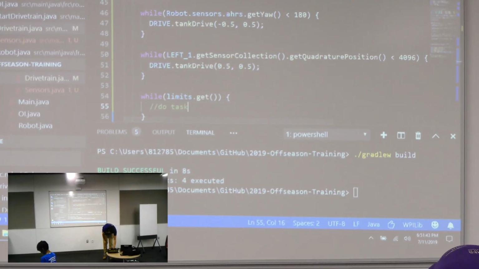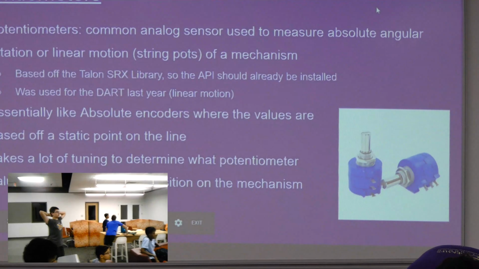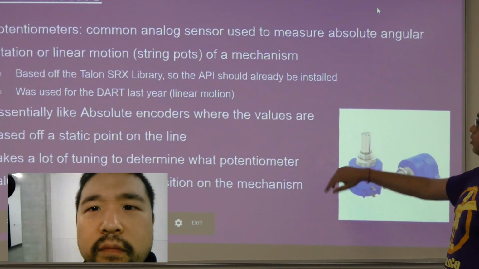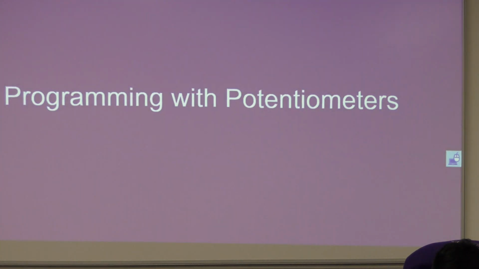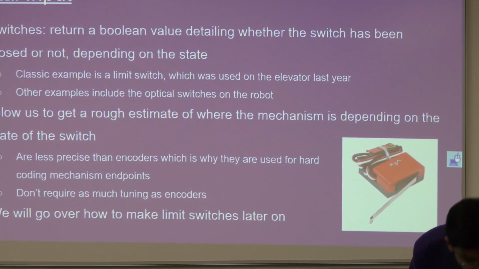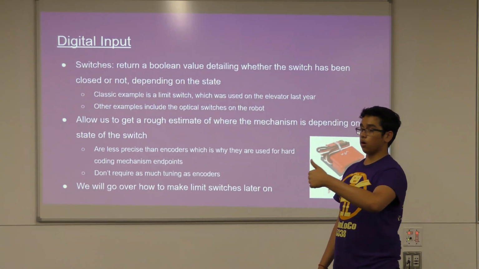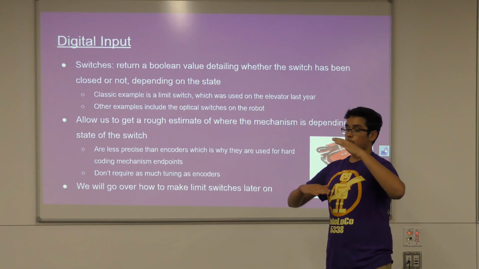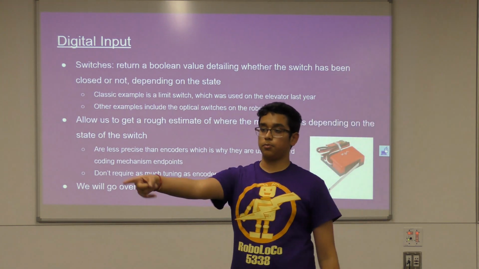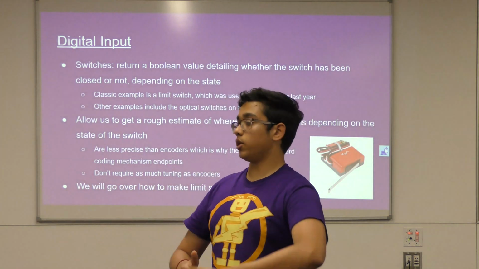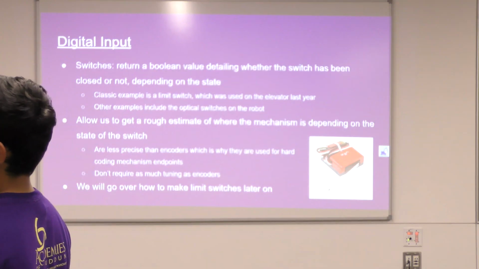So let's see what else. Those are the major sensors that we use, and potentiometers, like I said, they're absolute encoders, analog input, and so on. Then there's digital input, the Boolean of whether it's on or off, and there are two ways you can use digital input. One of them is limit switches, which means that if I'm touching the switch, the mechanism shouldn't be able to go on any further. That was especially useful with our elevator, because if it went too far up, it would run into this metal plate over here, and it would break the mechanism.